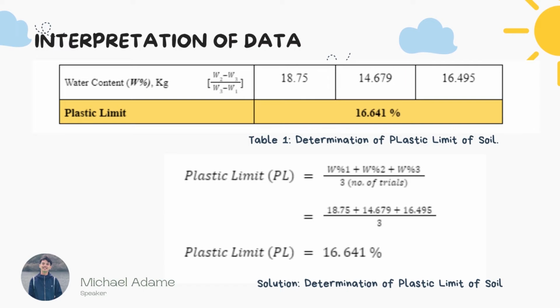From the conducted experiment, the 3 samples resulted in 18.75%, 14.679%, and 16.495% water content respectively. The average water content of the 3 replicates is 16.641%. This indicates that at 16.641% water content, the soil changes from a plastic to a semi-solid state. However, since there is no data available for the liquid limit of the samples, the plasticity index cannot be computed, and thus, it cannot be determined whether the sample is non-plastic, slightly plastic, medium plastic, or highly plastic.